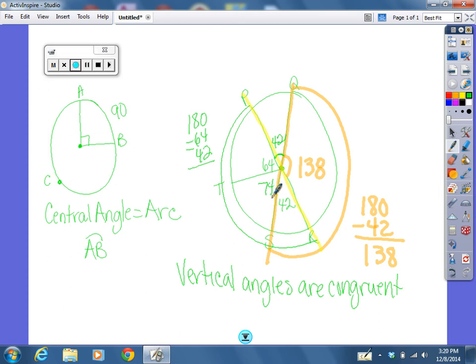So I've got everything labeled. That means any of those angles, their arcs are exactly the same. So we could just put these numbers outside on their arcs. And I have a circle that's totally complete that I could answer any question.